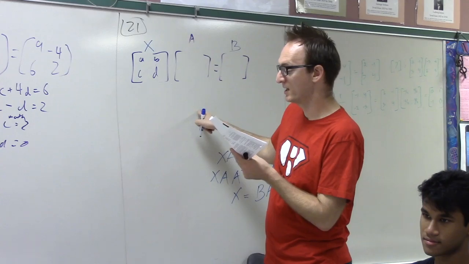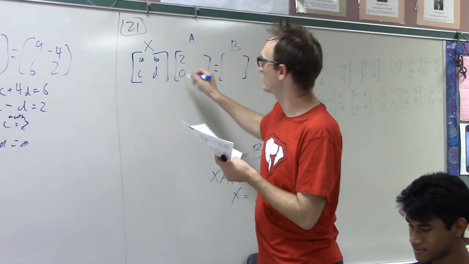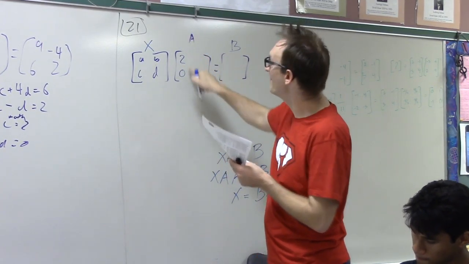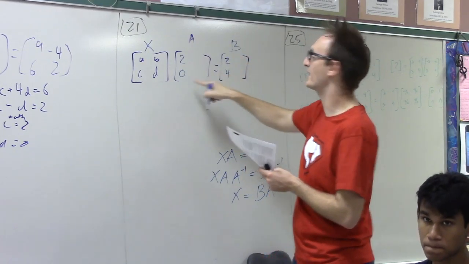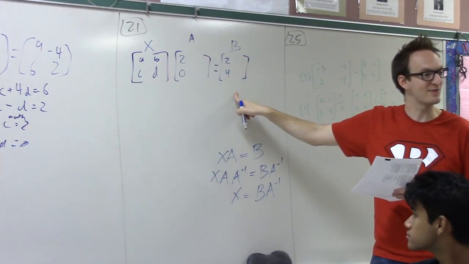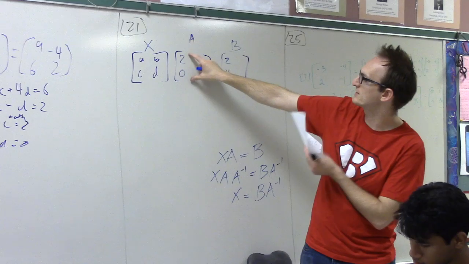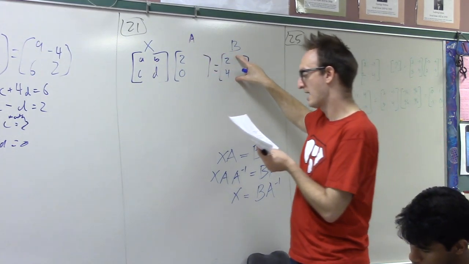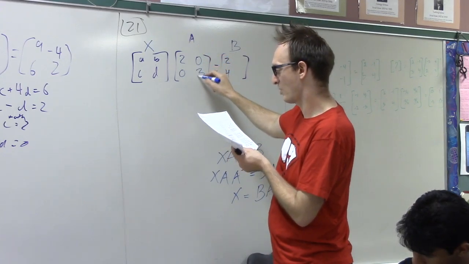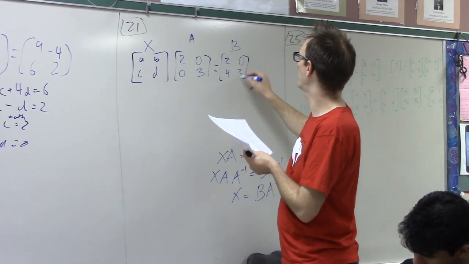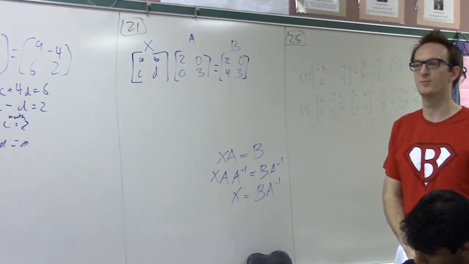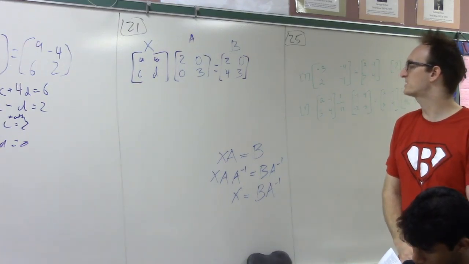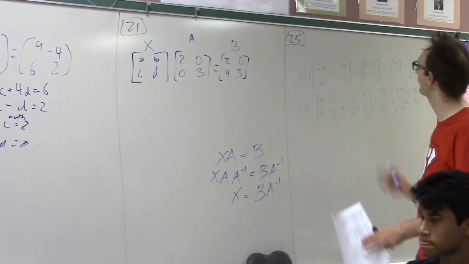In 21, the original point is 2,0, and the image of 2,0 is the vector 2,4. Has everyone got that under control, right? That's how it works, right? It's a column vector. So 2,0 goes to 2,4, and 0,3 goes to 0,3. So I think your matrices are all wrong, but yeah. Okay, what's the answer? Actually, I don't care. Let's move on. 25.